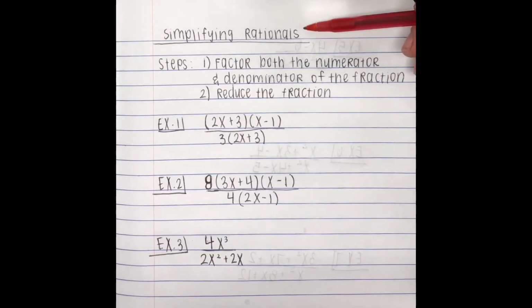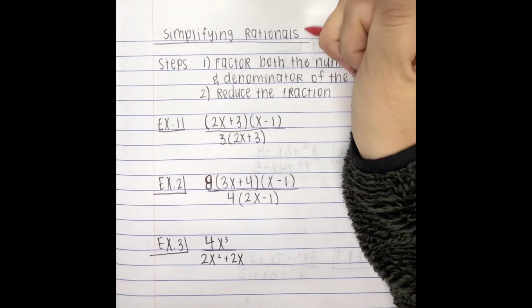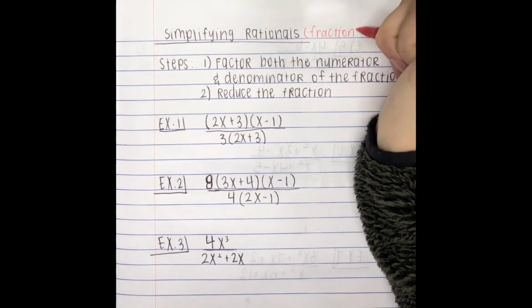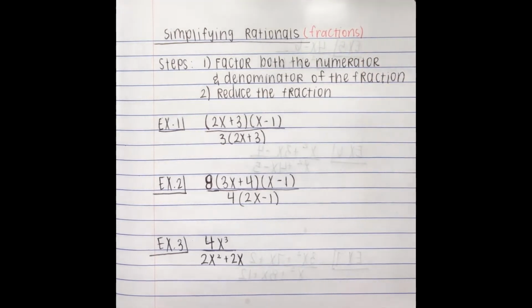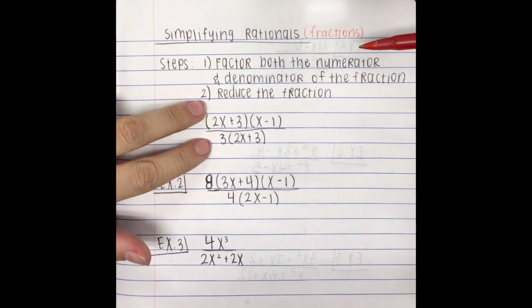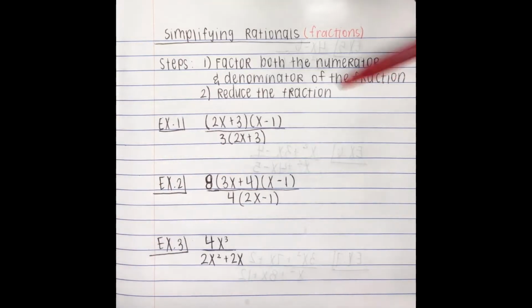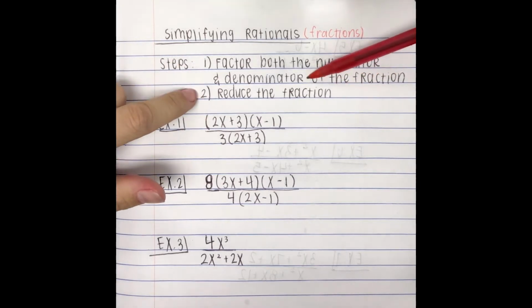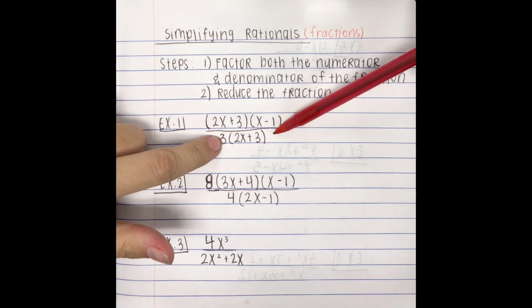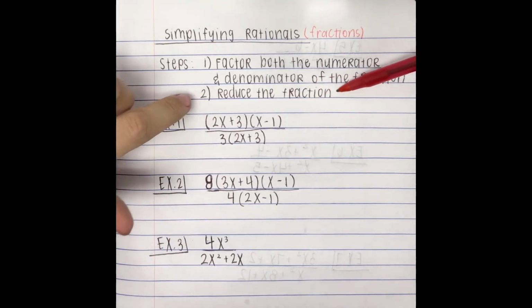All right, simplifying rationals. So rationals are basically fractions. Numbers that can be written as fractions are rationals. So we're going to look at expressions as fractions. What we're going to do is factor both the numerator and the denominator of the fraction. The numerator is just your top, the denominator is the bottom. And then we're going to reduce the fraction.